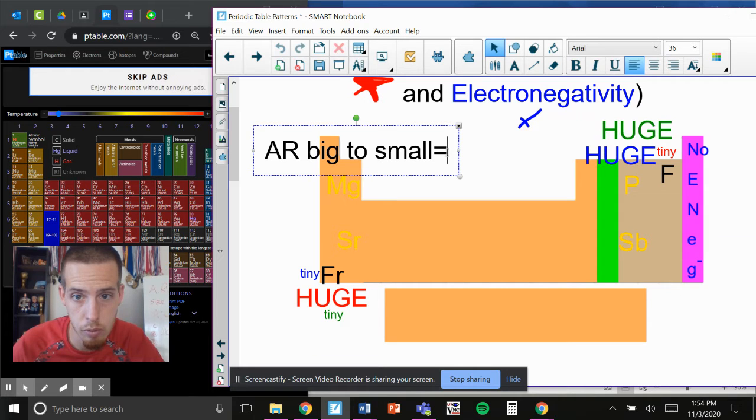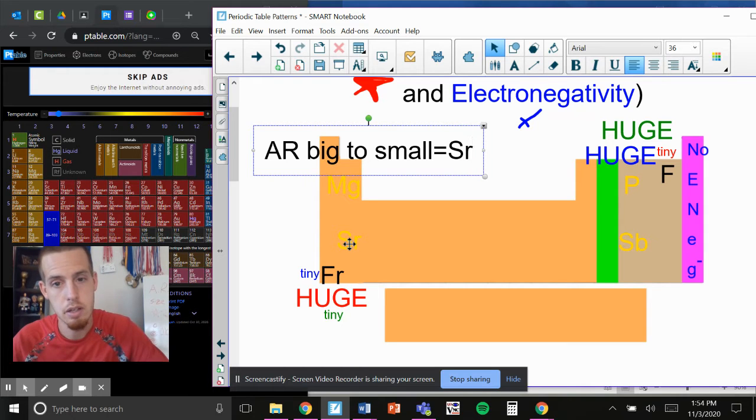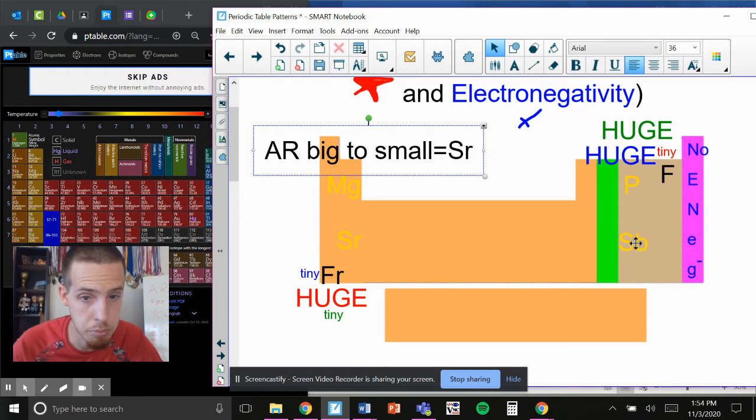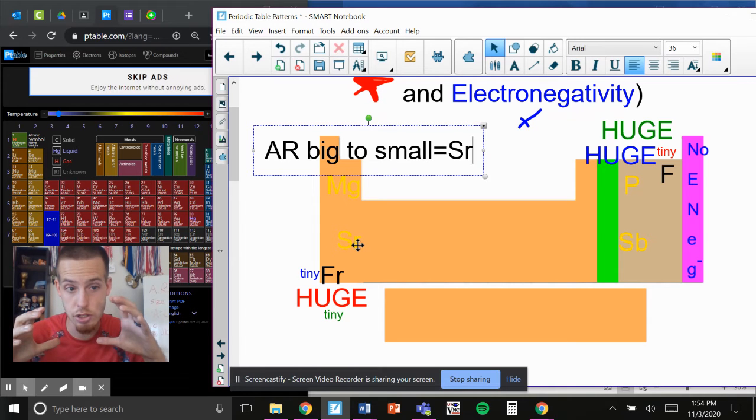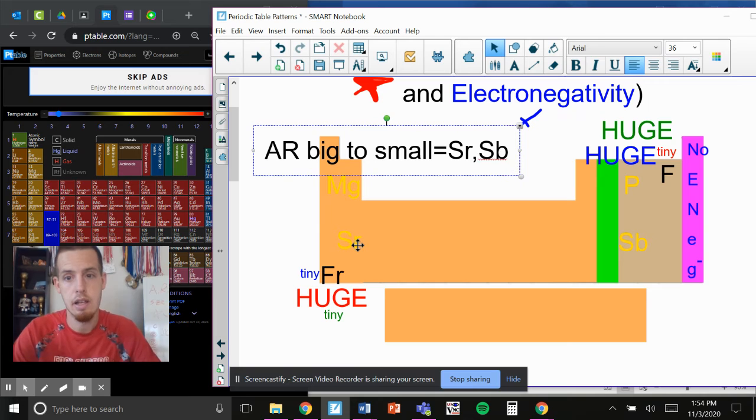So we know, because of the number of shells, strontium has 5 shells, being in the 5th row, and antimony here. And this is what I refer to as the box. Well, strontium has fewer protons than antimony. I'm looking at 38 versus 51. So I know that strontium is going to have less attraction on it. So strontium is going to be the biggest.